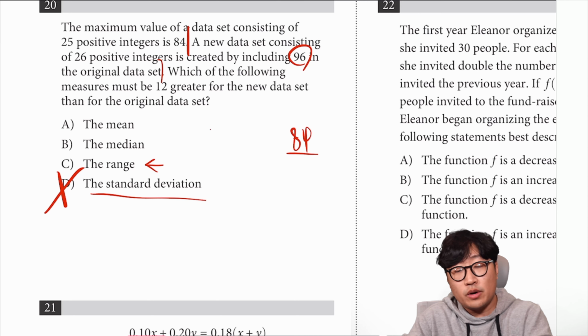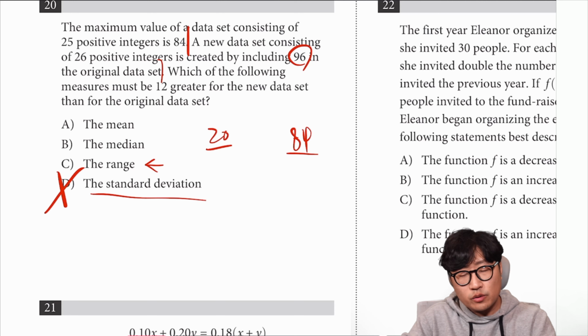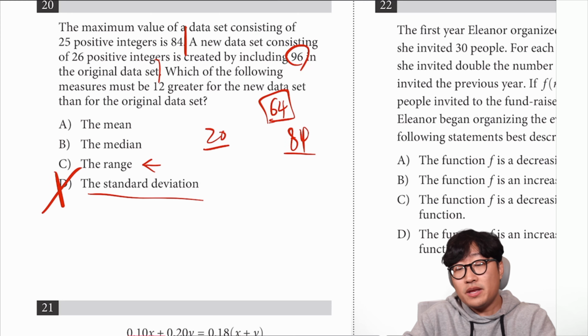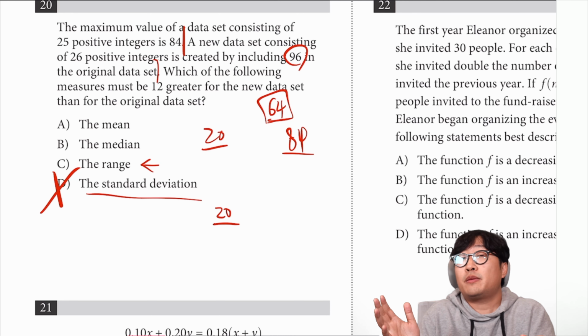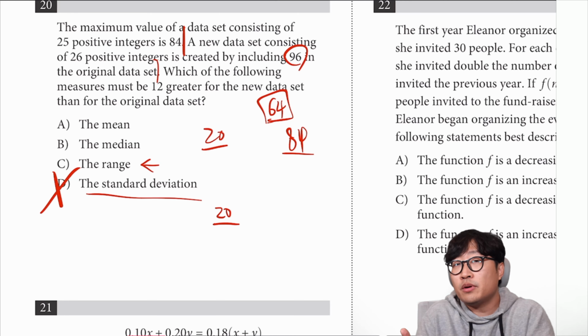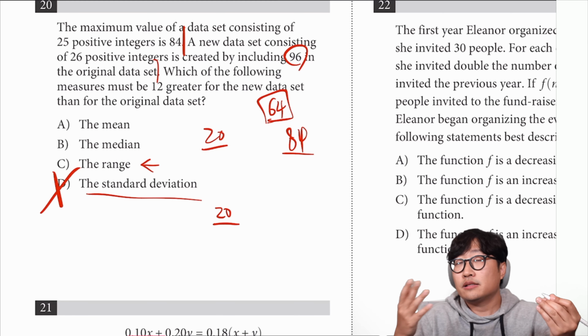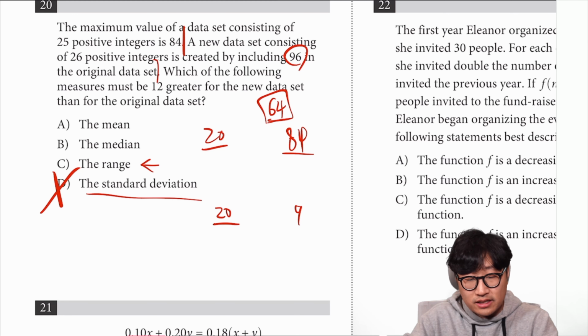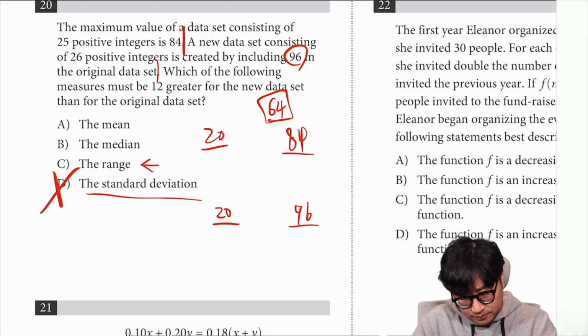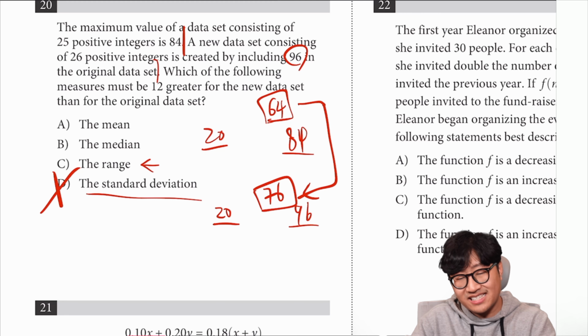But let's just say it was 20, right? Who cares. So what was the range before? 64, right? Now, what's the new range? Well, the minimum stays the same because we didn't do anything about the minimum. All we did is add a new number that happens to be the new highest number, the new maximum, which is 96. So when you subtract those two, you get a range of 76. And if you look at it, 64 versus 76, that's exactly 12 greater.